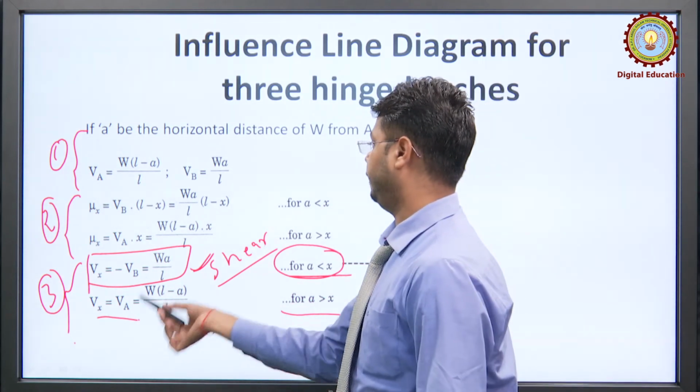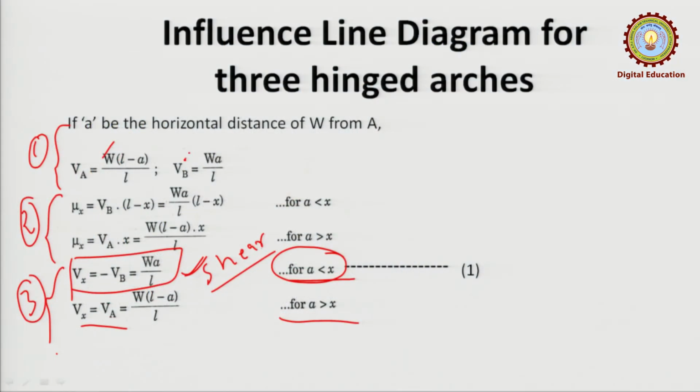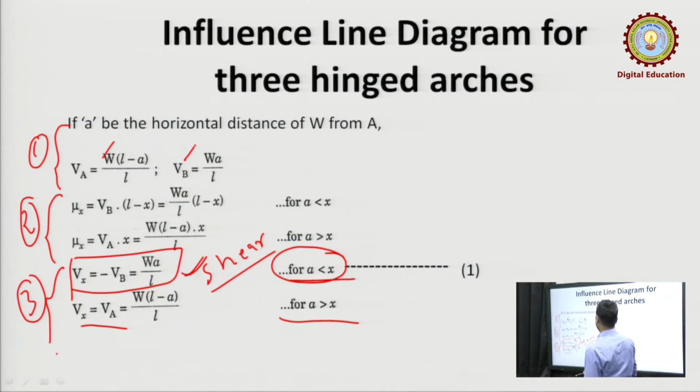We know the value of VA, we know the value of VB, just simply put, and you can get an equation in the form of A and L.